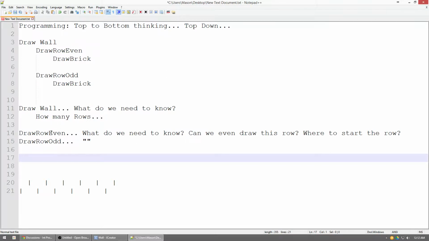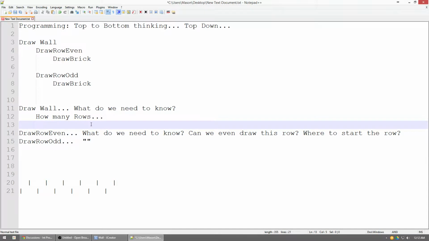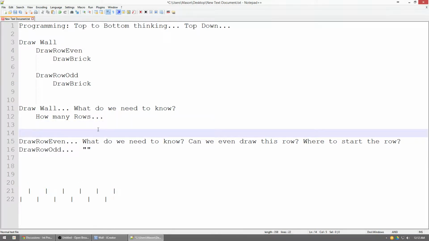When we do this, though, we need to figure out how many rows, right? So how do we do this? How many rows? The wall needs a certain number of rows, but how do we make this happen, and how do we determine whether it's going to be even or odd? See how I haven't even touched the bricks yet, like how we're going to draw them? I'm just focusing on top down.